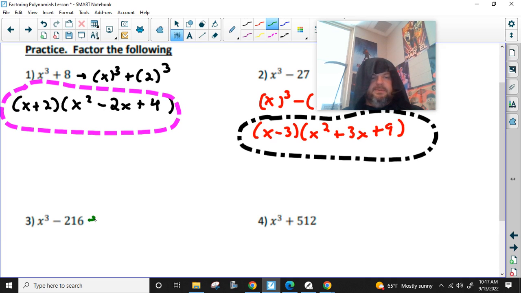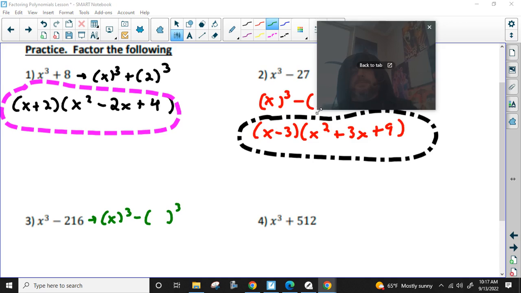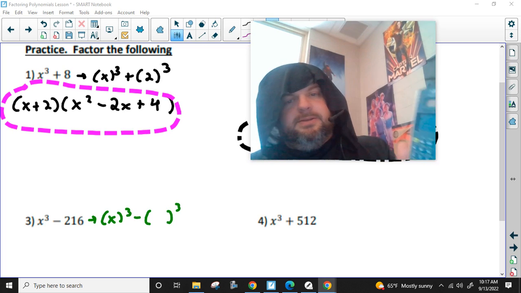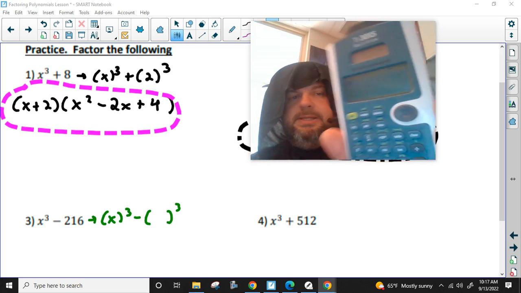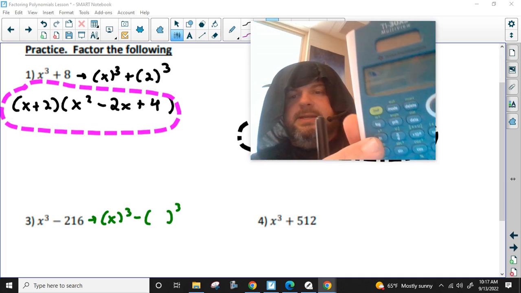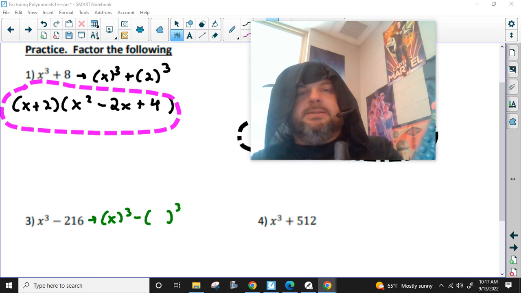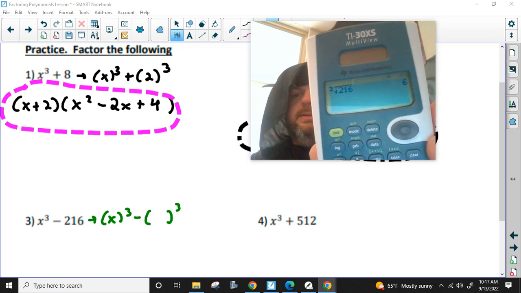Now for this one, x to the third minus what is the cube root of 216? Or what number times itself 3 times is 216? Well, if you ever get lost, on your calculator, you can do 3, second, and then this button right here, the little raise the roof button. 216. Bam. 6.